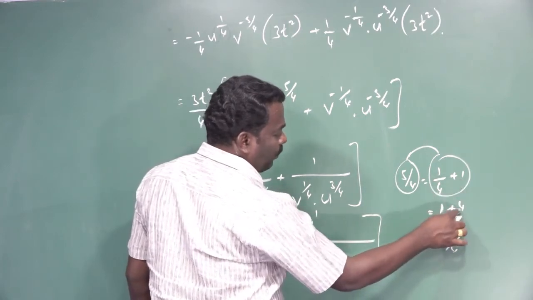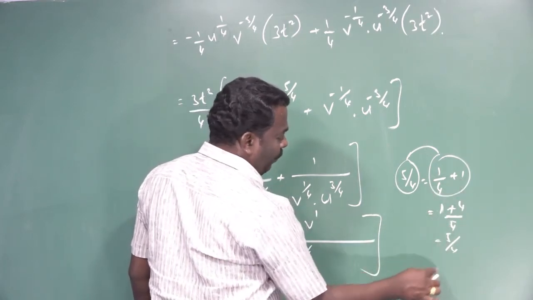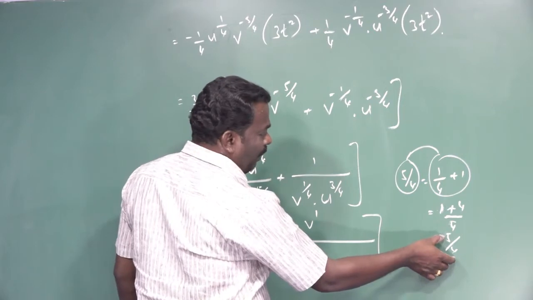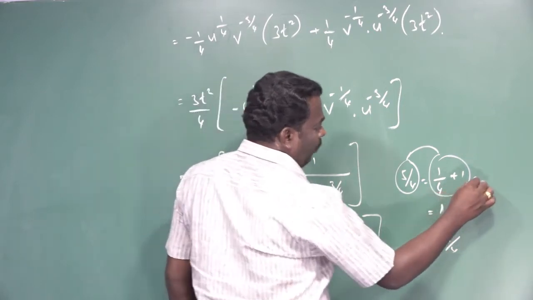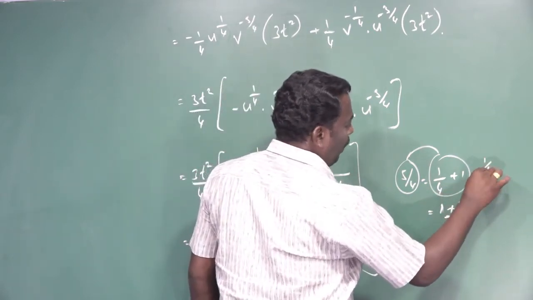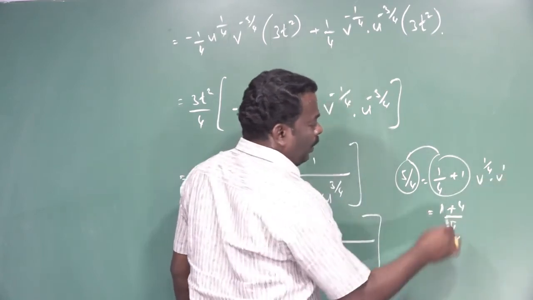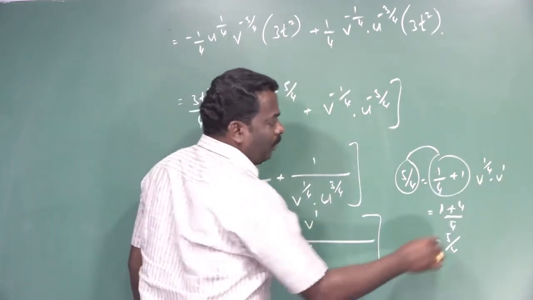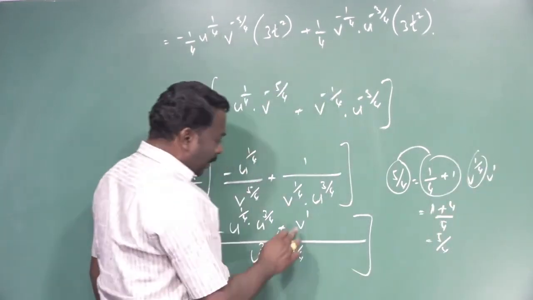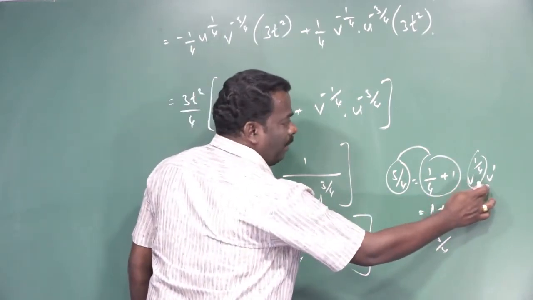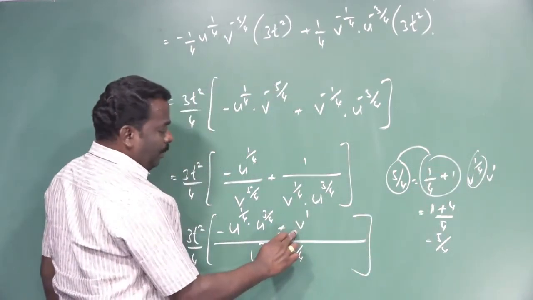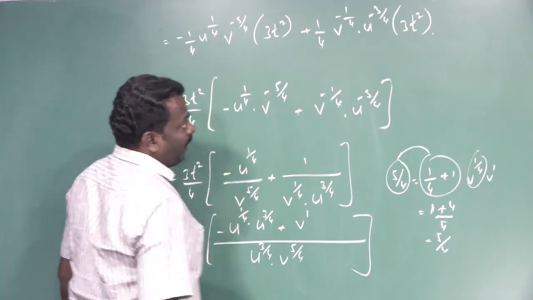Therefore, it is 1 plus 4 by 4, and we get 5 by 4. If you write 5 by 4 as it is, we can write it as v power 1 by 4 into v power 1. Both are in the index value. Therefore, v power 1 by 4 already has the denominator, and we want to multiply it by v power 1. So, multiply v power 1 in the term. Now, just simplify the equation.